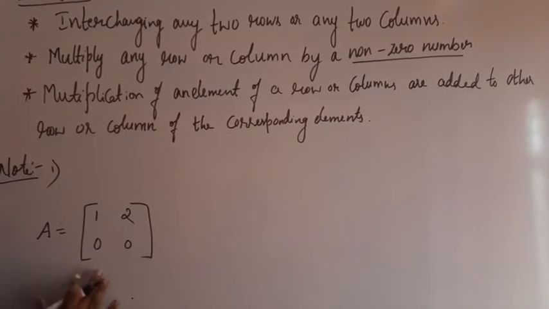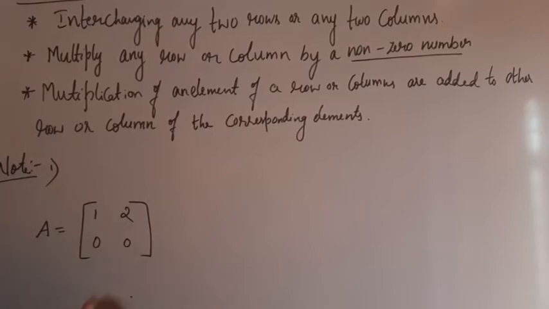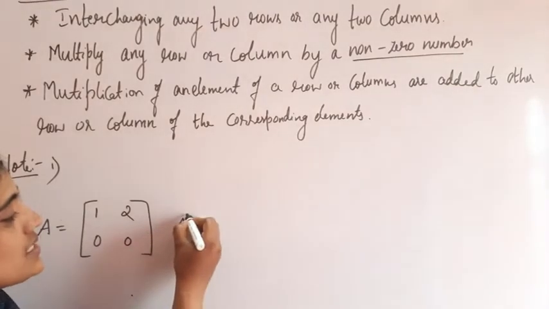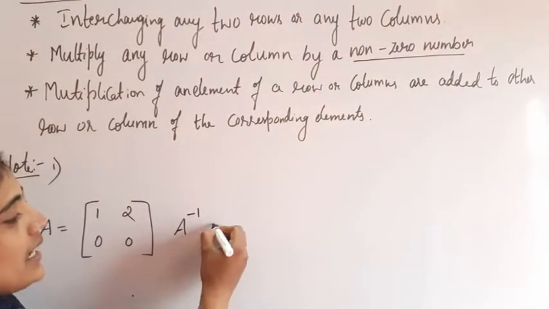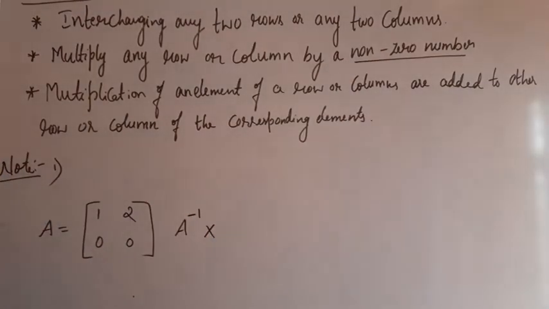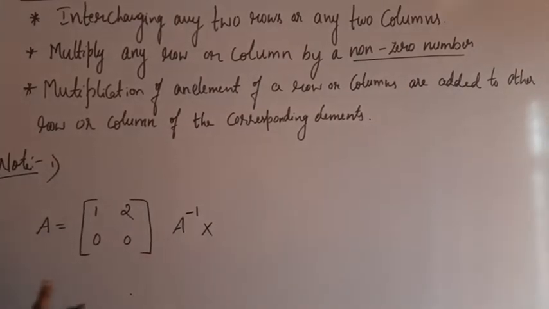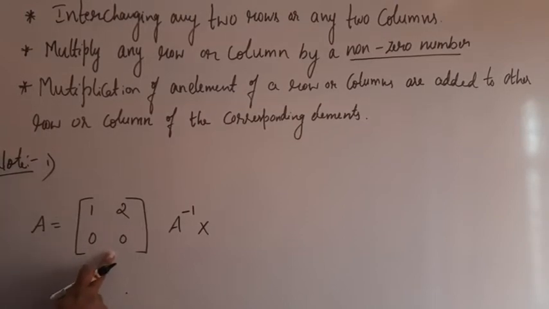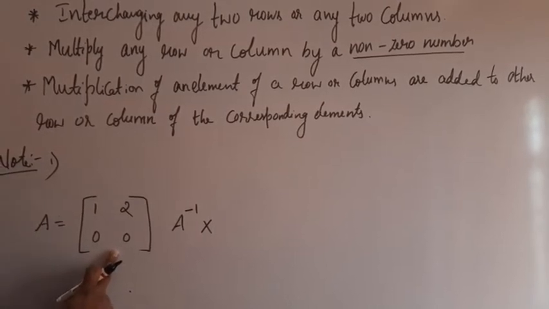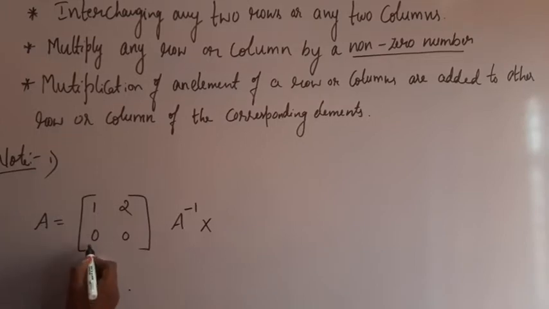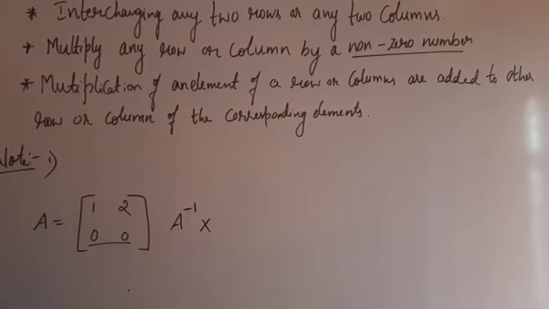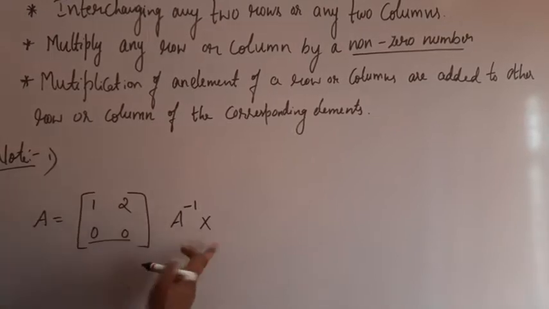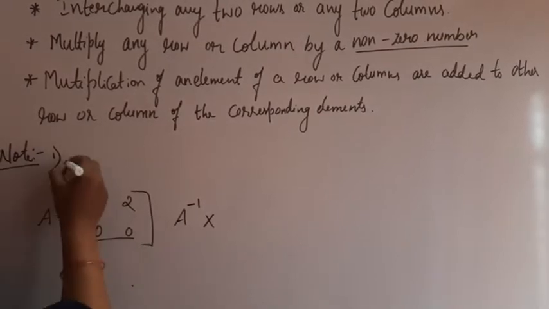If they tell us to find the inverse of this matrix A, then for this matrix the inverse, denoted by A inverse, does not exist. If all the elements of any row or column of a matrix are 0, then A inverse does not exist. This is the main point. See here, in the second row all the elements are 0. Therefore for matrix A, the inverse does not exist. That is the main point.